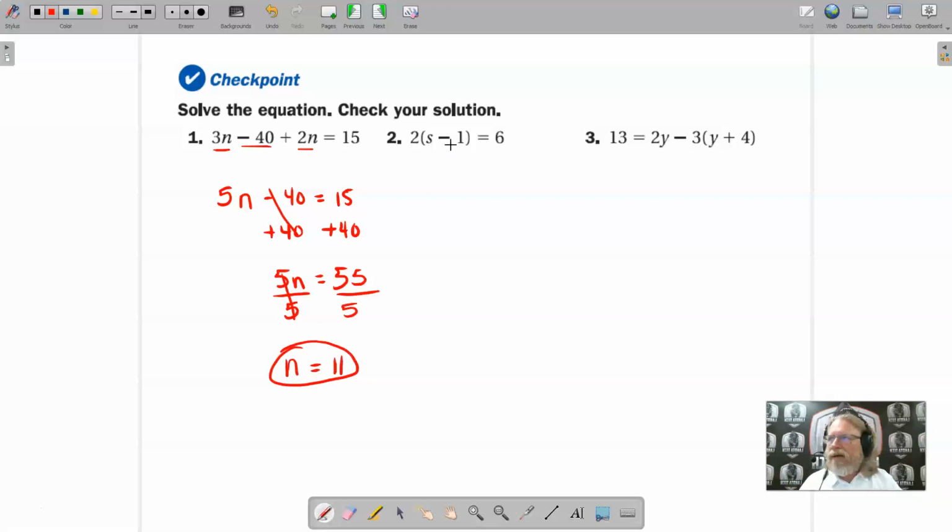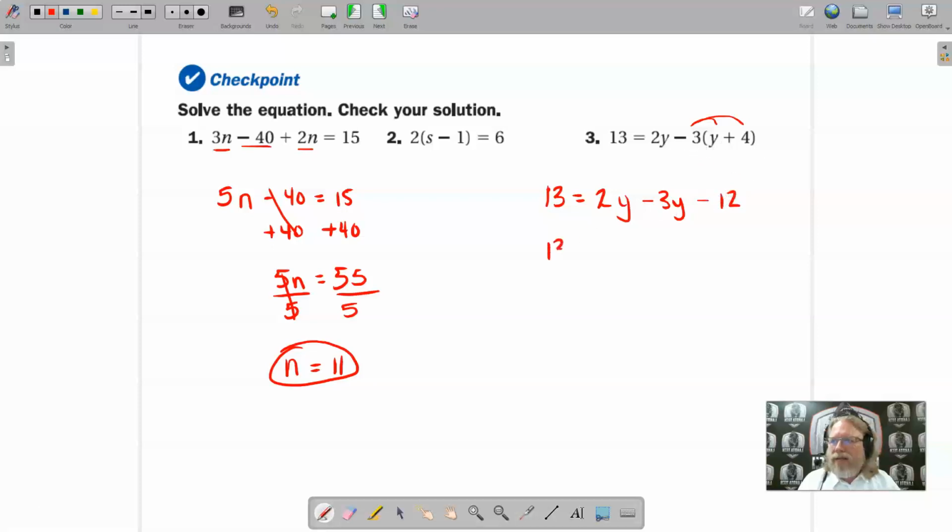The second one here involves the distributive property, but number 3 involves the distributive property and combining like terms. So I'm going to go ahead and do number 3 over here. Let's rewrite 13 equals, and we have the 2y. And now let's go ahead and distribute this negative 3 in here. So negative 3 times y is going to be negative 3y. And negative 3 times positive 4, that's a negative times a positive, so that's going to be a negative, and 3 times 4 is 12.